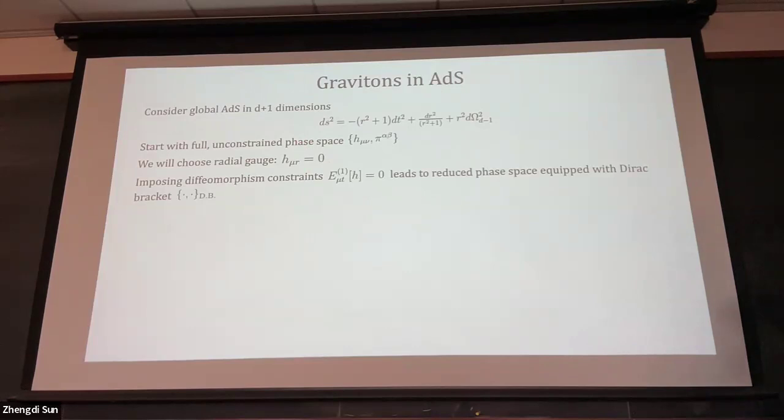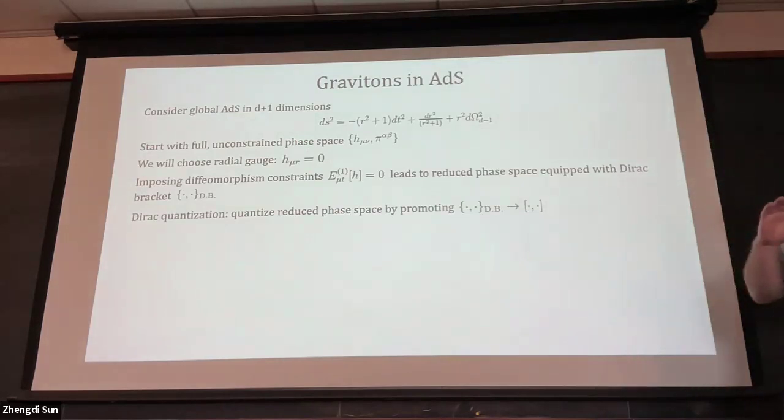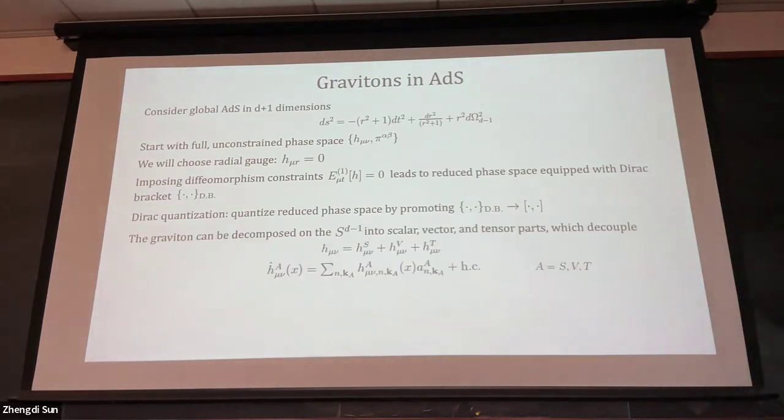And then with this reduced phase space, you have a Dirac bracket, and you use Dirac quantization to quantize this theory. So Dirac taught us how to quantize gauge theories. You take this Dirac bracket, you promote it to a commutator, and that gives you the quantum theory on this phase space. Now we need to go and find this graviton. We need to actually solve for this gravitational wave.